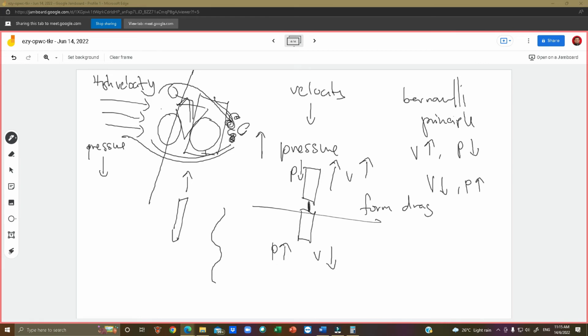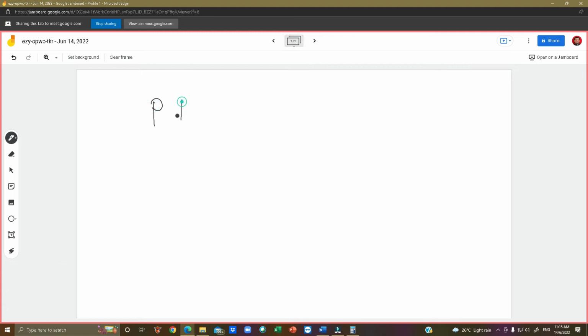Okay, and this Bernoulli principle can be described by this equation. Okay, P plus rho V square over 2 equals to C. Okay, if we further this equation, P plus rho V2 square over 2 equals to C.